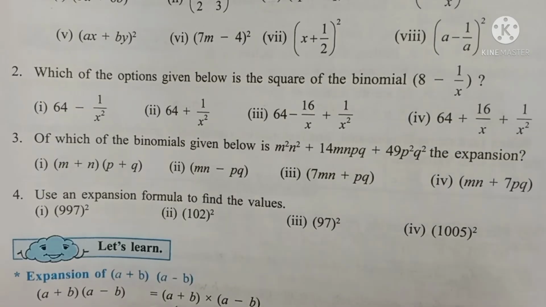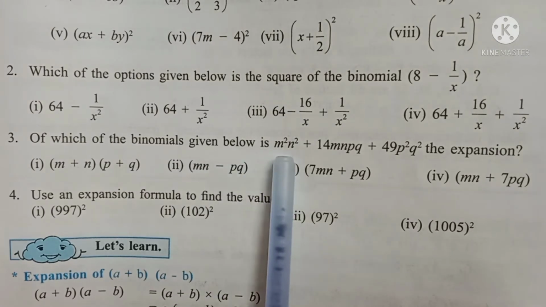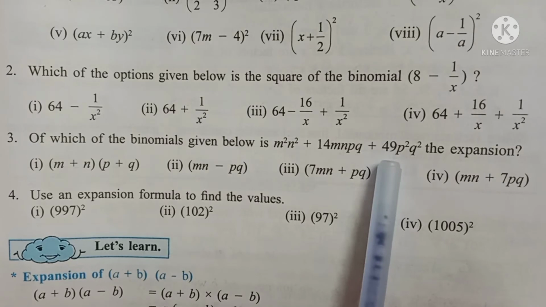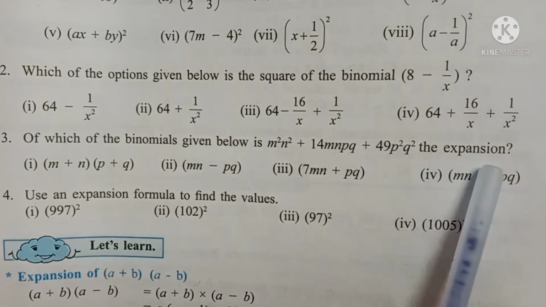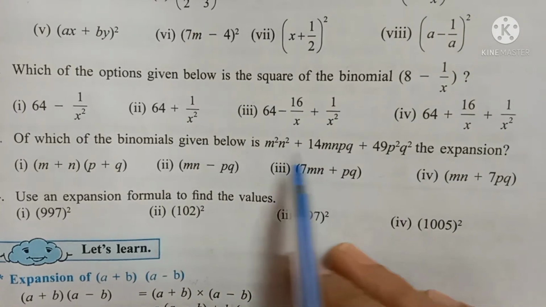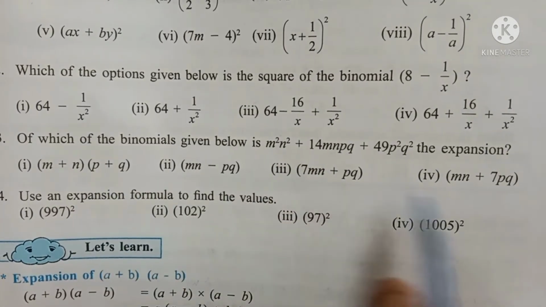Question number 3. Of which of the binomials given below is m square n square plus 14mnpq plus 49p square q square the expansion? Means expansion is given and which is the right binomial?